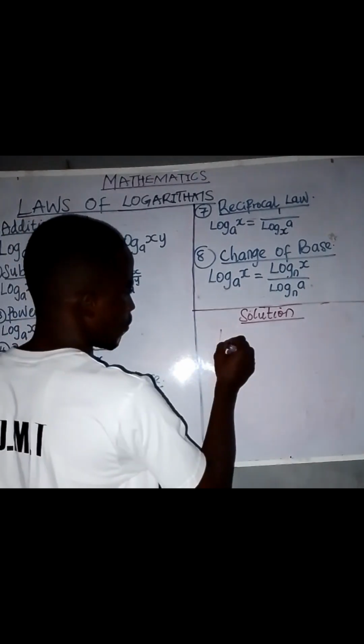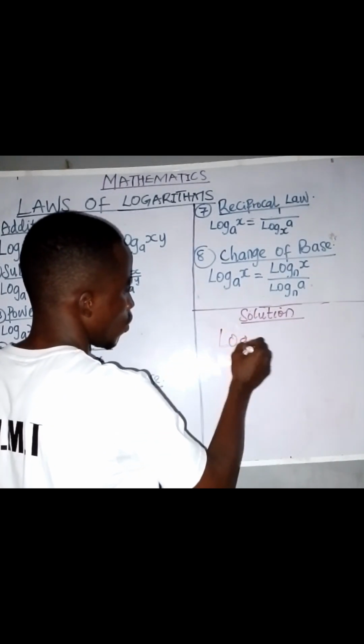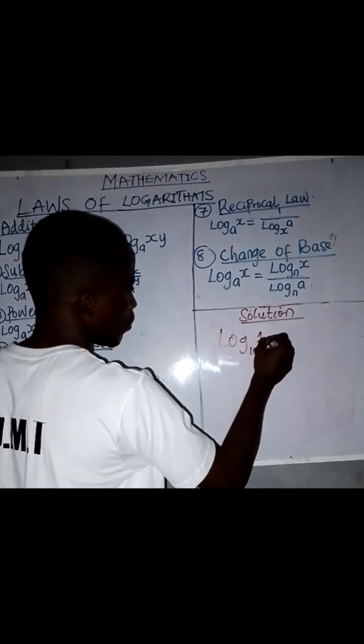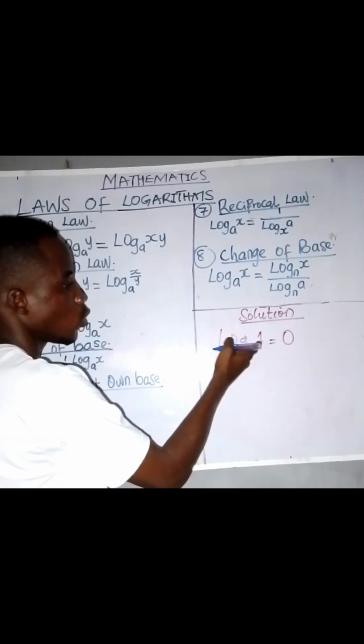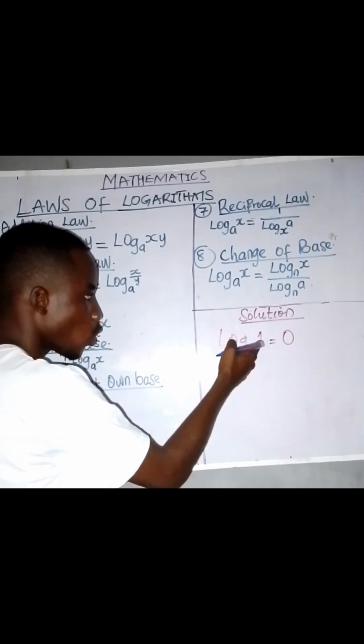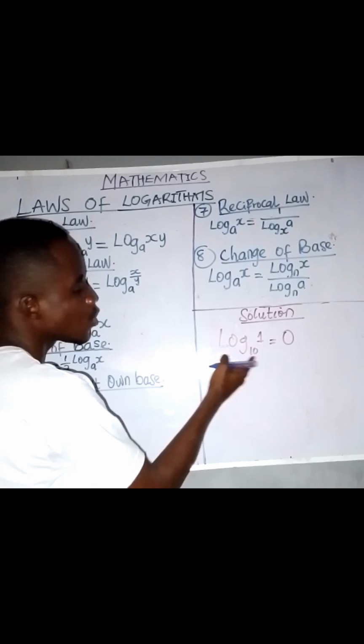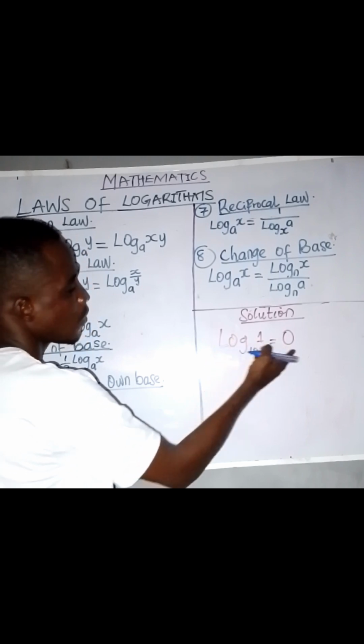For instance, we have log base 10 of 1. Everything here is equal to 0. Why? Because it is log to base 10 of 1. So the base doesn't matter. As long as there's 1 here, everything is equal to 0.